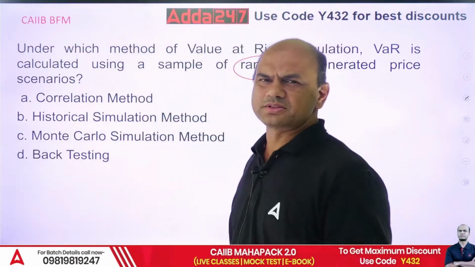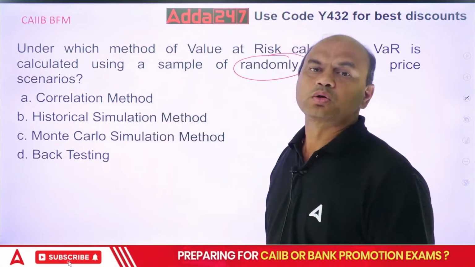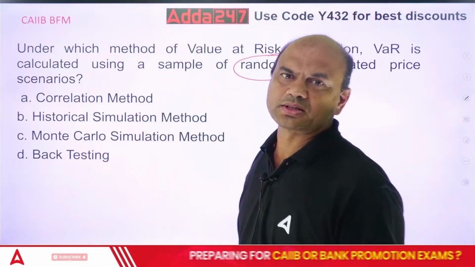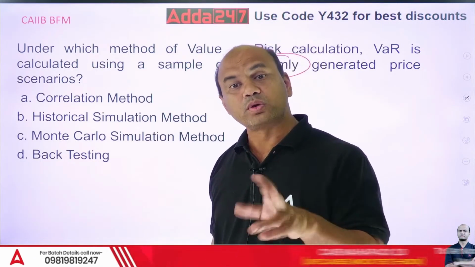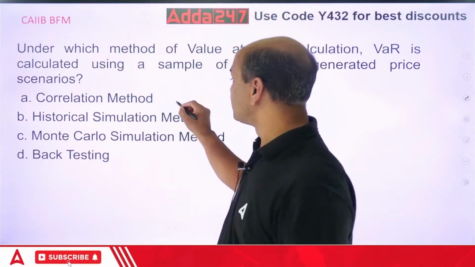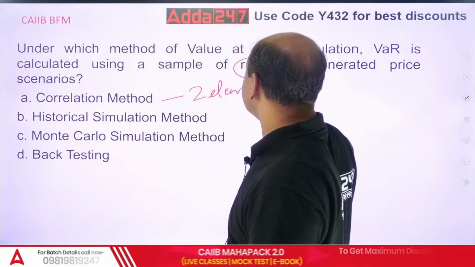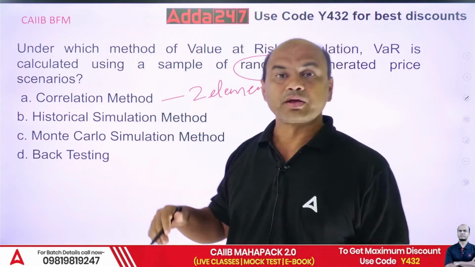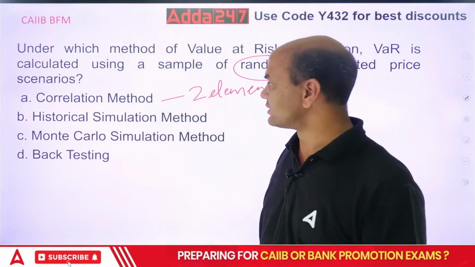See, I'll explain certain terms over here. First, let's go one by one. Correlation method. Correlation method is used for only two elements. Whenever you want to compare two elements, only two elements, kindly note. You have this in your ABM also, correlation and regression chapter. There also you compare only two elements in correlation.